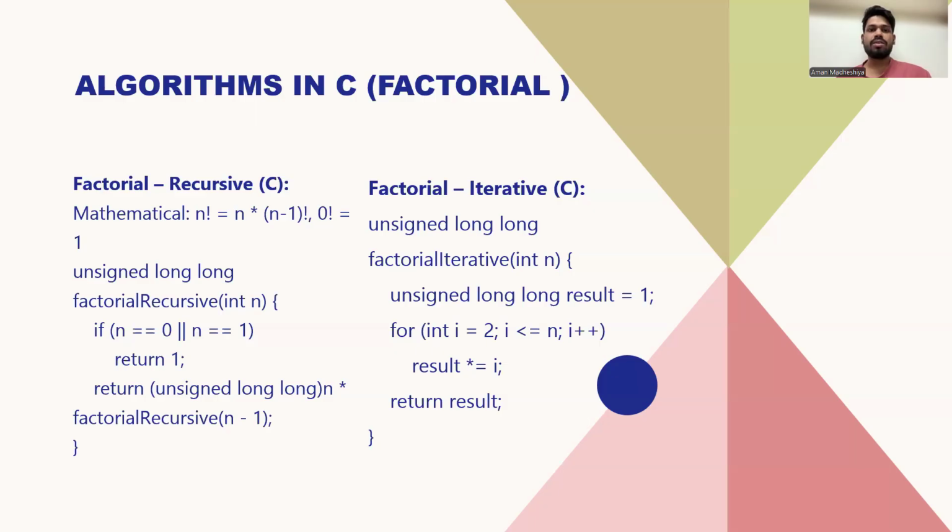On this slide, I am explaining the factorial algorithm in C using both recursive and iterative approach. First, factorial means multiplying a number by all the numbers before it. Mathematically, n factorial is equal to n into n minus 1 into n minus 2 till 1.